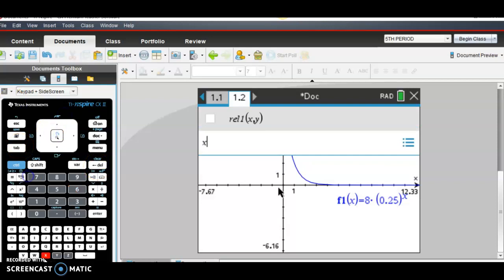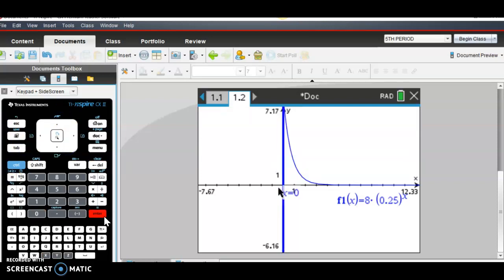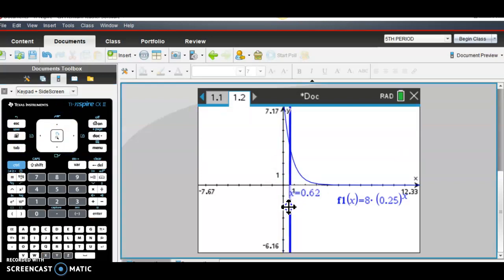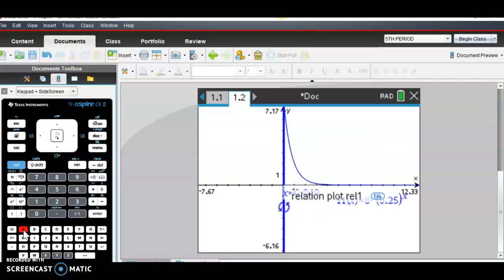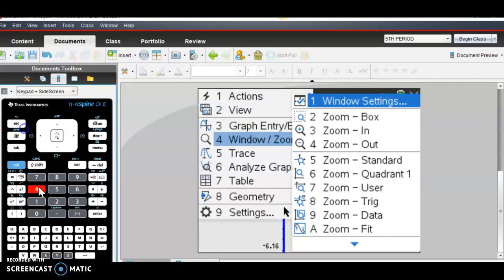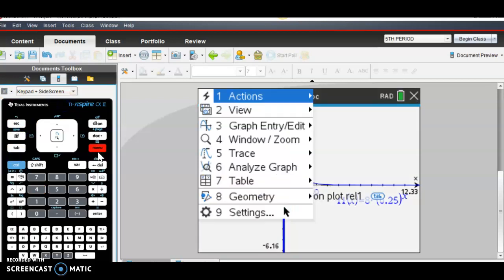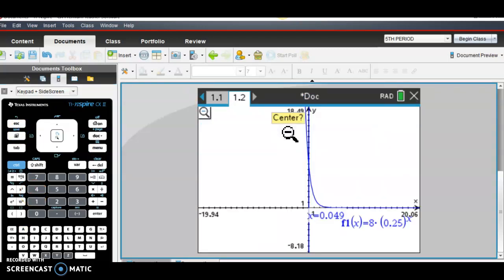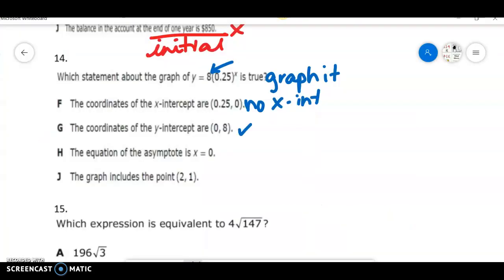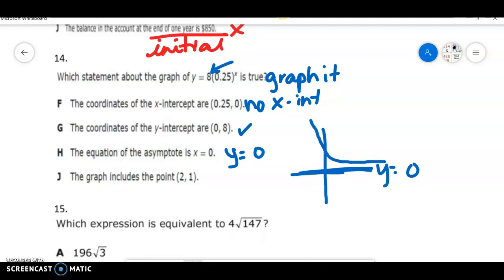So I'm going to change this back to relation. I'm going to graph x equals 0. And when I do that, and I look at my graph menu, I want to see the whole thing. My calculator is apparently not wanting to work. We can zoom out. Let's try that. I can see that my graph goes past the y-axis. So an asymptote means it's not going to touch. This is not an asymptote. There is an asymptote at y equals 0 because it is the horizontal line. And it got really, really close to that, but it didn't touch it.